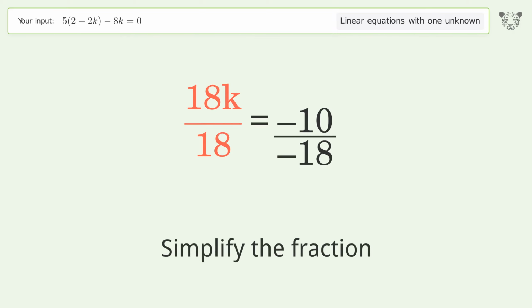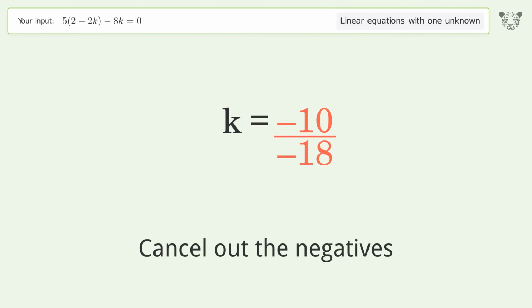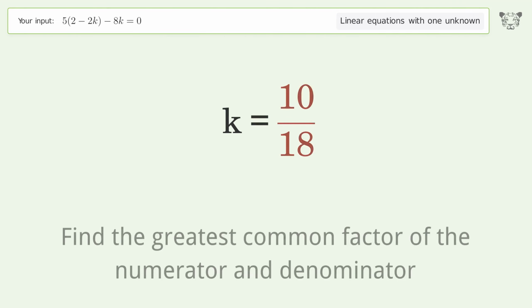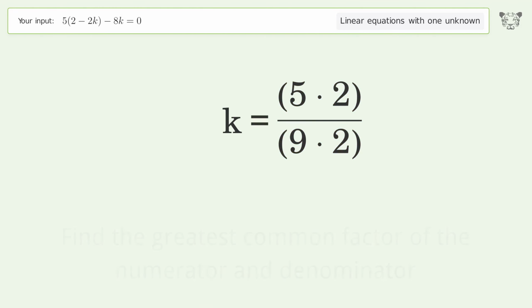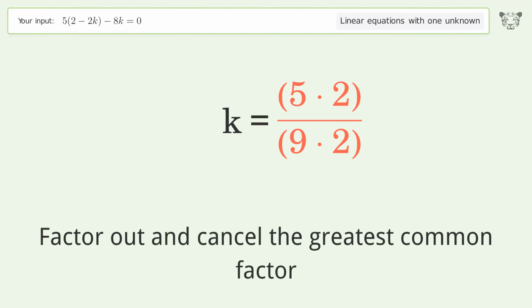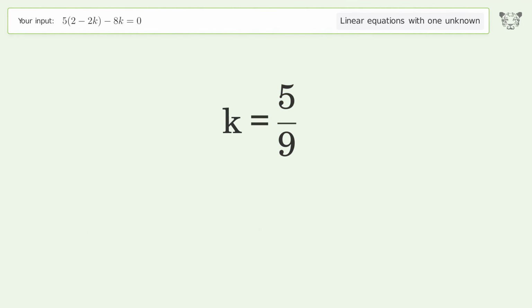Simplify the fraction. Cancel out the negatives. Find the greatest common factor of the numerator and denominator. Factor out and cancel the greatest common factor. And so the final result is k equals 5/9.